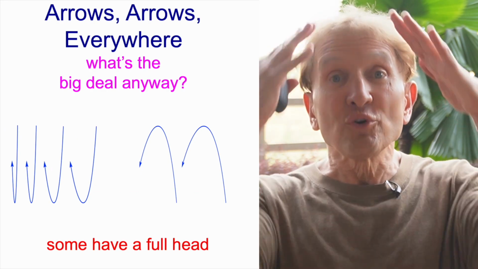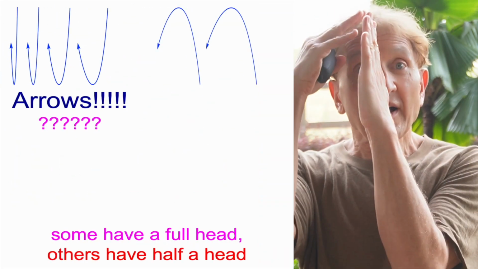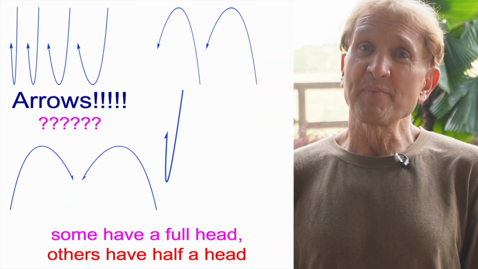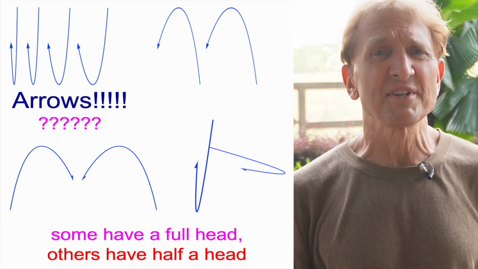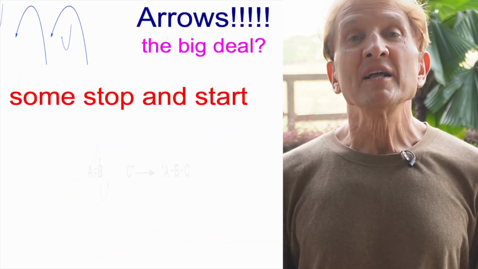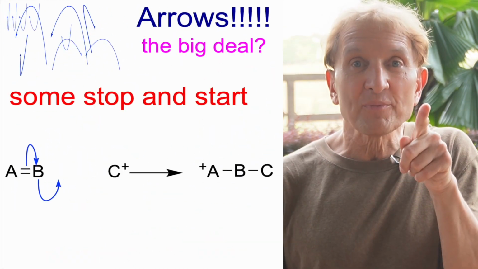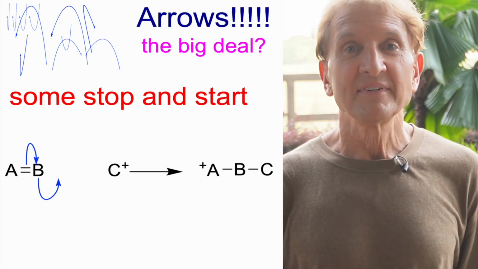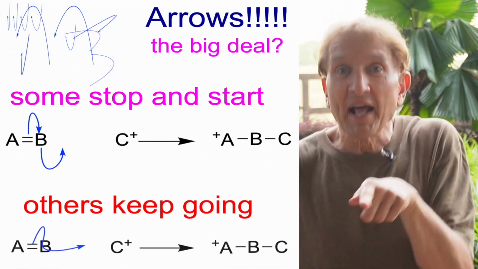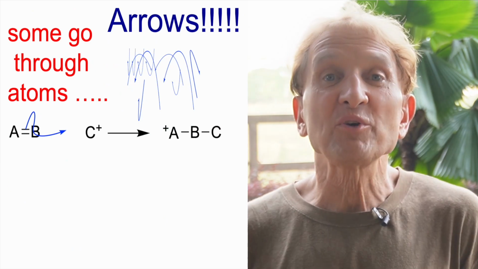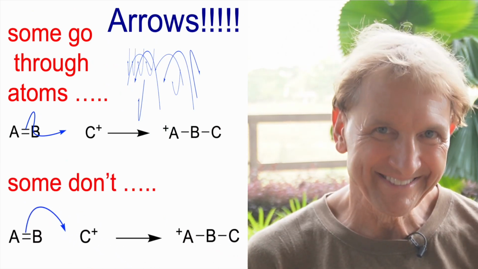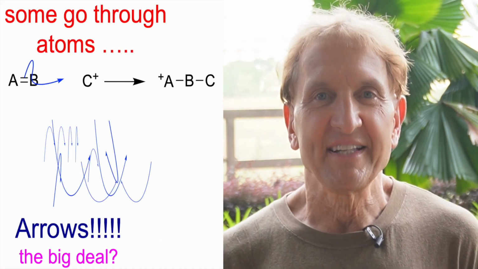Some have a full head and some have half a head. Don't get confused about that. Leave the half-head ones alone most of the time. Some stop at an atom and then go from the same atom and carry on, and other ones go through an atom and keep going. And some don't go through atoms at all. It's all quite simple, really.